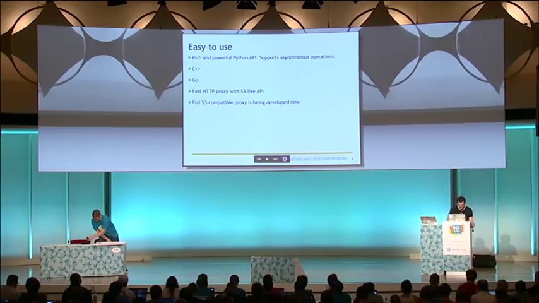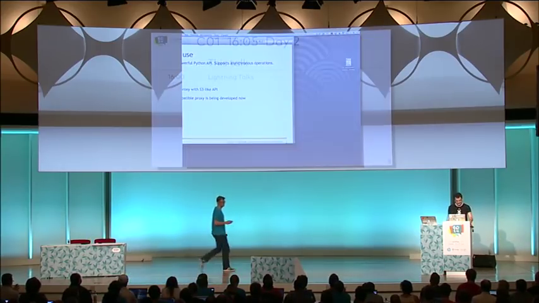So the bottom line is, if you need distributed storage in your own project and you could not rely on S3 because of Big Brother or something like this, I'm pretty sure that Elliptics is a good choice for you. Thank you.